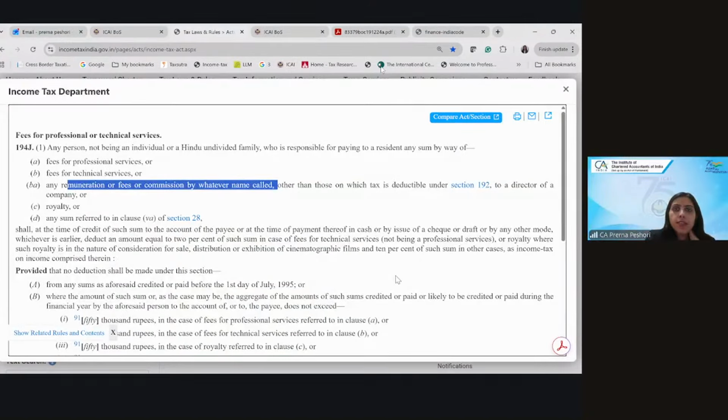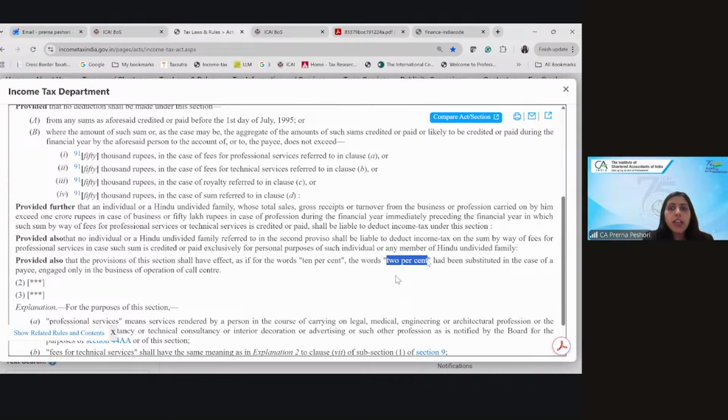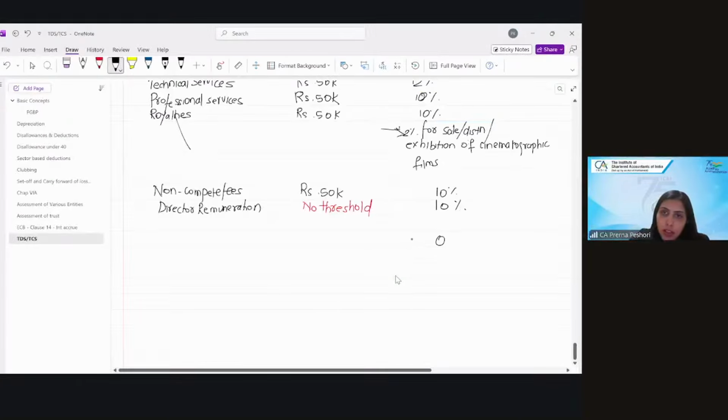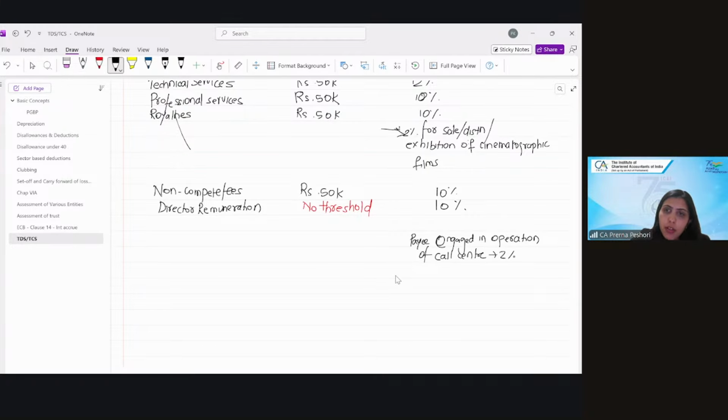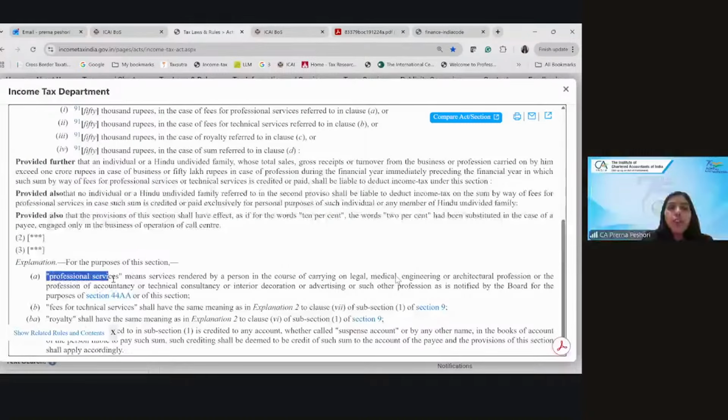Okay. In the case of, if the payee is engaged in the business of operation of a call center, the TDS shall be 2%. So in case of payee engaged in operation of call center, rate shall be 2%. Clear? Now, what is the meaning of professional services?